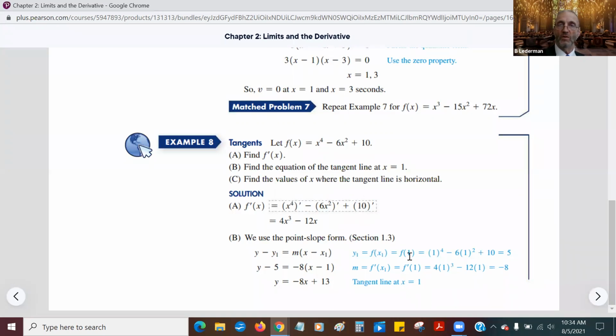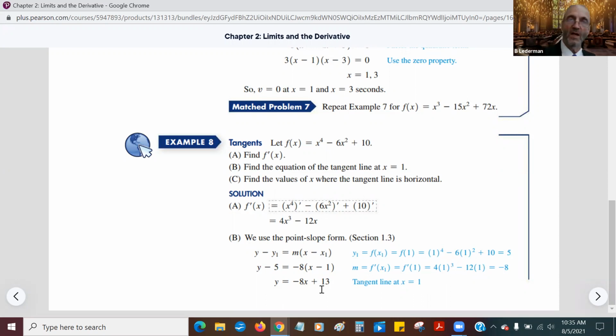y1 is f of x1, which is f of 1, which is 1 to the 4th minus 6 times 1 squared, plus 10, which gives you 5. And how do you get m? Well, I just take the derivative now, plug 1 into that, and I get 4 minus 12, which is negative 8. And therefore, my equation now becomes y equals negative 8x plus 13. And that will be the equation of the tangent line.